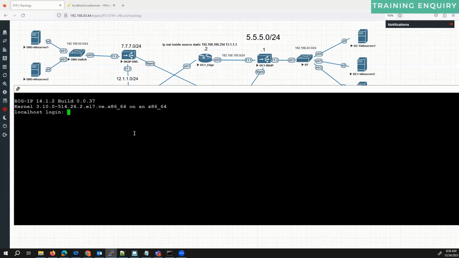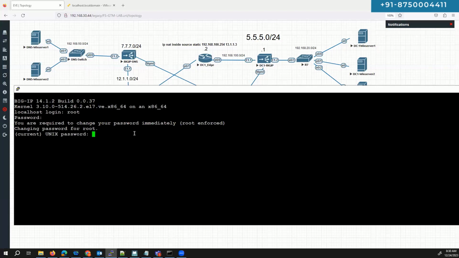We are going to perform the first-time setup on this big IP. So the default username and password. First at top, you can see that we are using big IP 14.1.2 version, right? And build is 0037. That's the current version that we are using on this big IP. And the username that we are going to use, the default username, which is root, and then the default password is default, DEFAULT, right? That's what you have to put in.